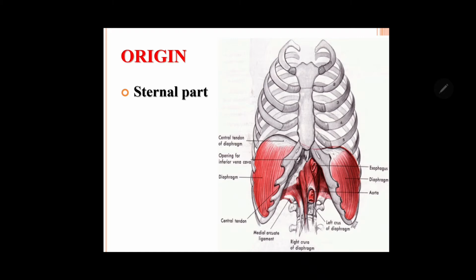Maybe the right crus is longer and heavier because it has to dislodge a heavier liver, which is on the right side. It has to dislodge the liver during inspiration. That's why the right crus takes origin from the upper three lumbar vertebra, compared to the left crus, which takes origin from the anterior surface of the body of the upper two lumbar vertebra. So you can notice here, this is the origin and insertion of the diaphragm.